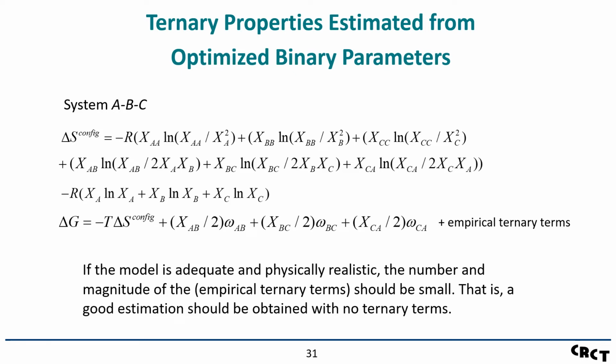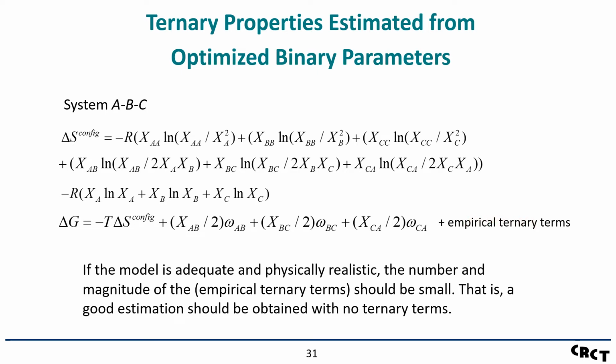So for a system ABC, magnesium, calcium, silicon, we extend the configurational entropy expression of Ising, and the delta G is simply the sum of the configurational entropy from the ternary, mixing all the pairs on the ternary sites, and then the sum of the binary terms. So this is the number of AB pairs. This is the omega AB, which is the fitting parameter obtained from fitting the binary data in the AB system, and we simply add these up.